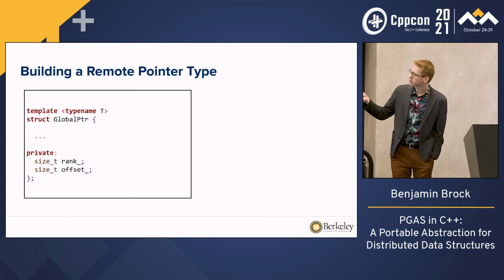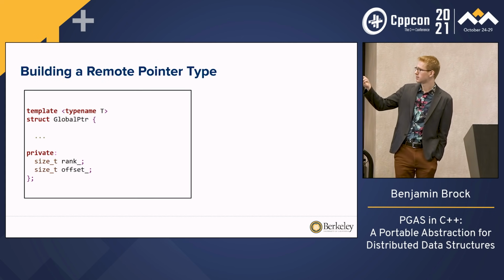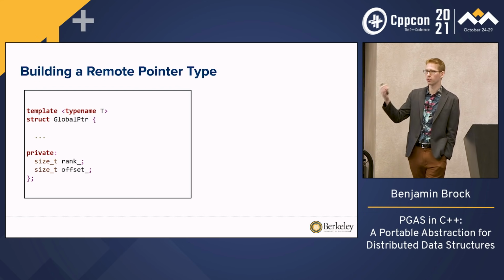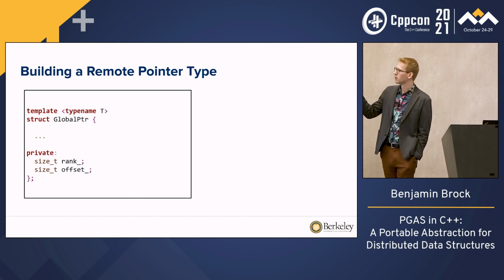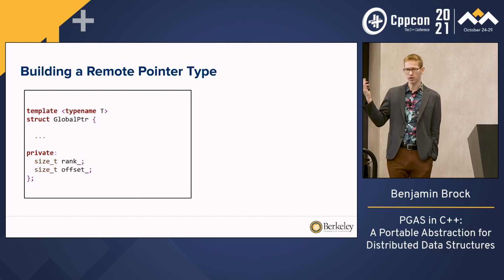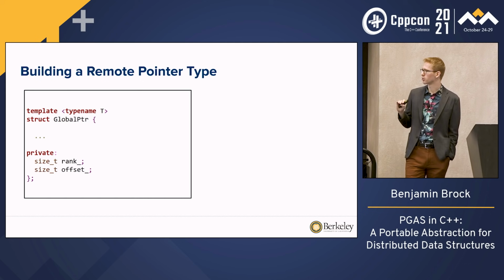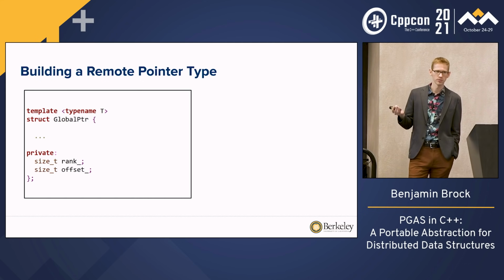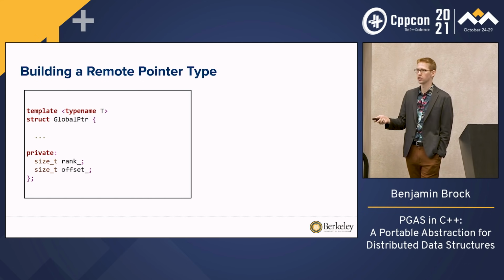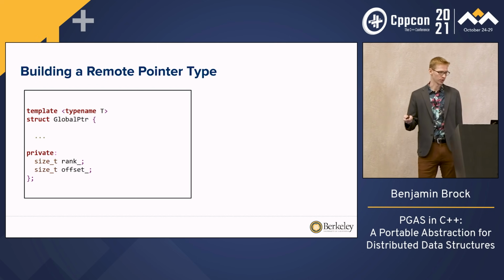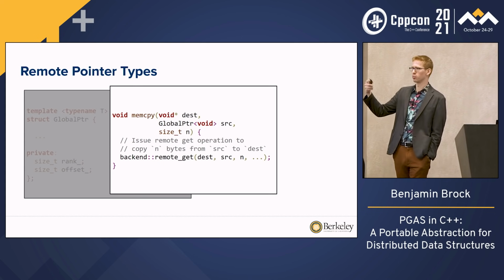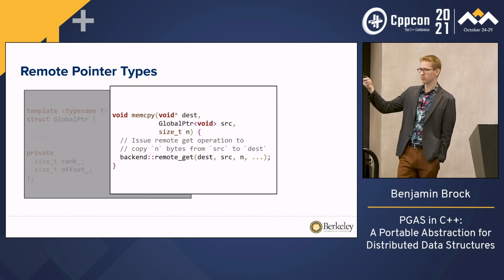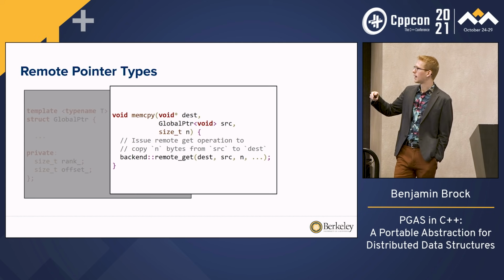So here we have a struct, right? And it has a template type T. So it's going to be a pointer that's pointing at some elements of some type. And it has two things associated with it. First is a rank, which is a process ID within all the processes in your program. And the second is an offset, which is the offset within that process's shared memory segment that we're actually referencing. So we can then implement methods which will perform remote communication using these pointers.